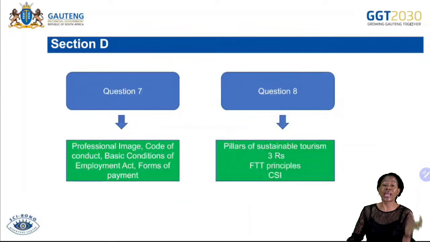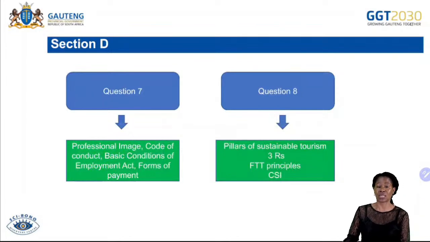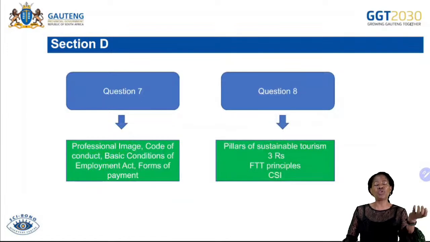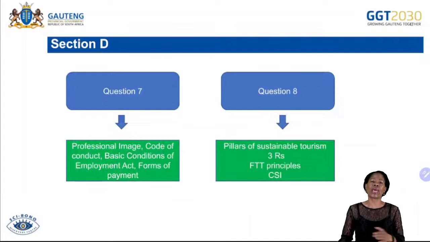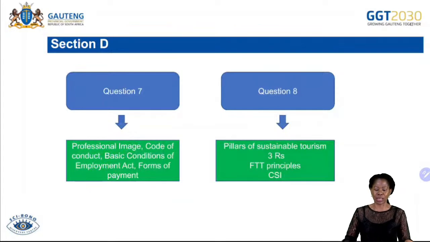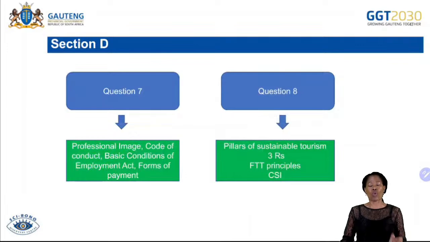The code of conduct. There are employees and employers in those establishments. We will be talking about the code of conduct. We will be talking about the Basic Conditions of Employment Act. Remember, we will be in the industry, people will be employed, but there are some white papers that must be used in order to create a harmonious environment in that establishment. And then also forms of payment. What do we use in order to pay for this type of goods? What do you use when we are traveling and stuff like that? Those are the things that you will come across when you do Question 7.